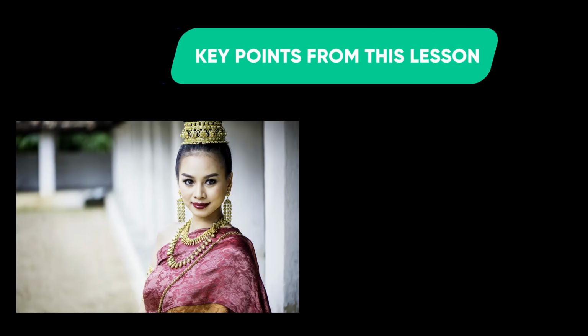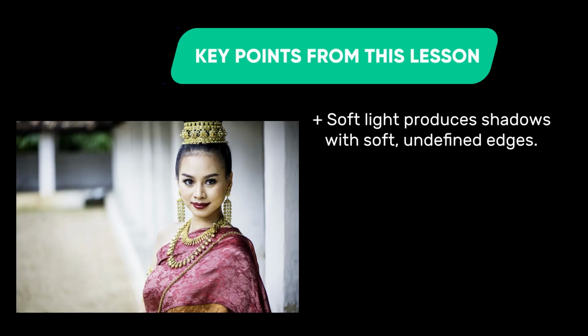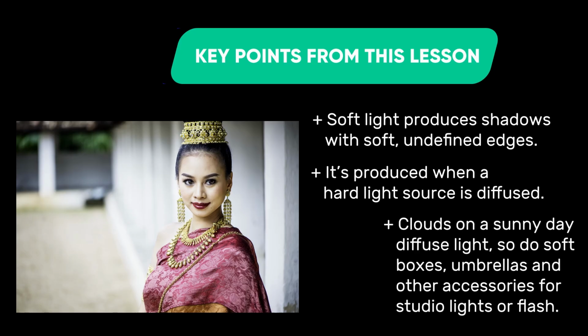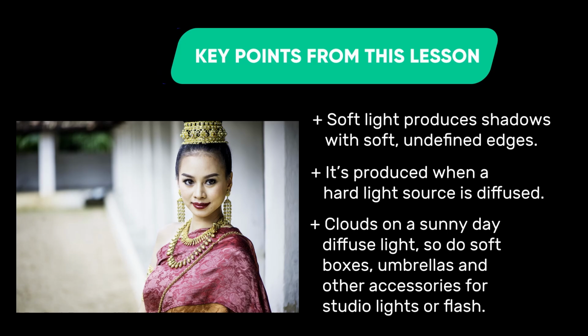Key points from this lesson are: soft light produces shadows with soft, undefined edges. It's produced when a hard light source is diffused. Clouds on a sunny day diffuse light, so do softboxes, umbrellas, or other accessories for studio lights or flash.